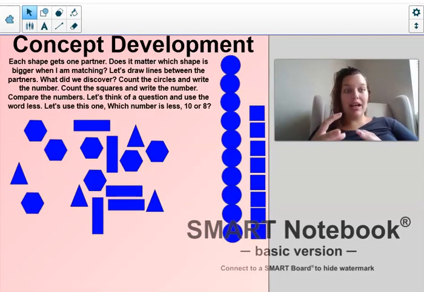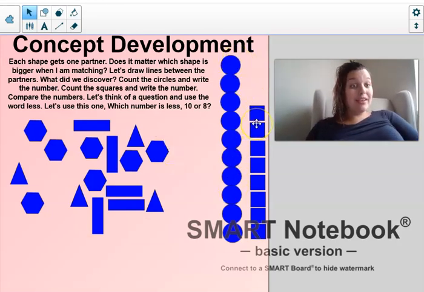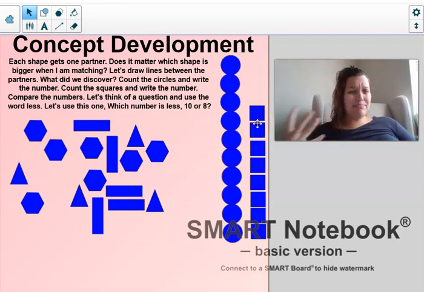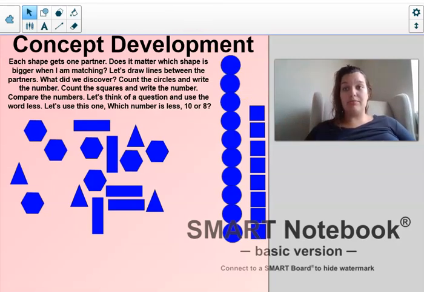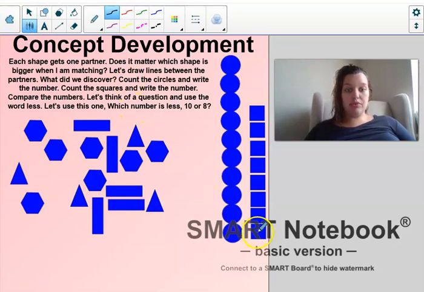Great job. Okay, so we are back to our shapes. I chose to put the circles in one row and the squares in another row, okay? Does it matter which shape is bigger when I'm matching them? No, because I'm going to draw a line to match them to see which group has more. We've learned that. So, let's figure out which group has more.